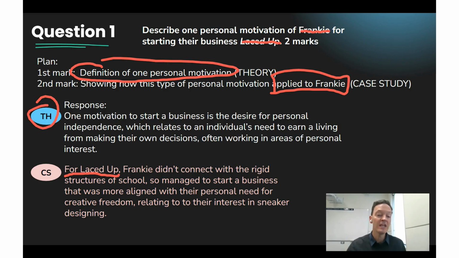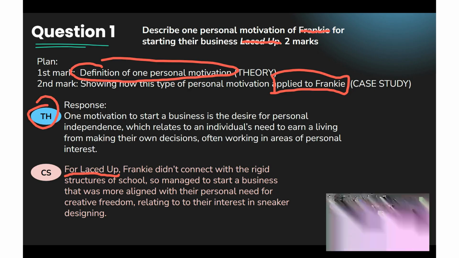And here we say, Frankie didn't connect with the rigid structures of school, so managed to start a business that was more aligned with their personal need for creative freedom relating to their interest in sneaker designing.